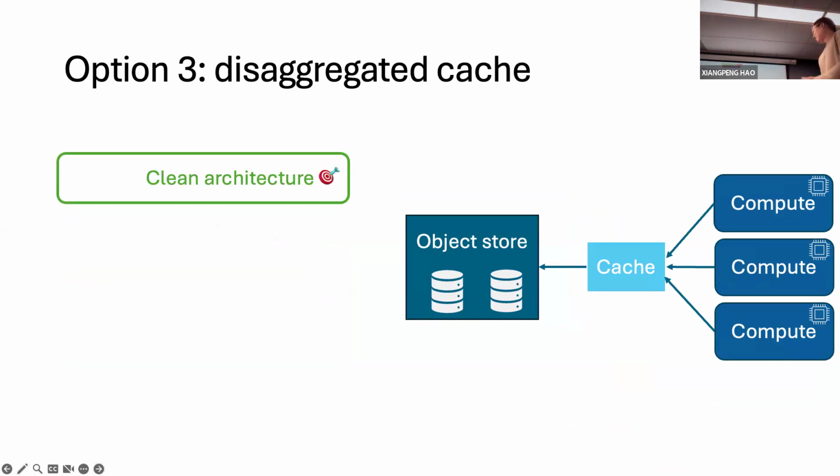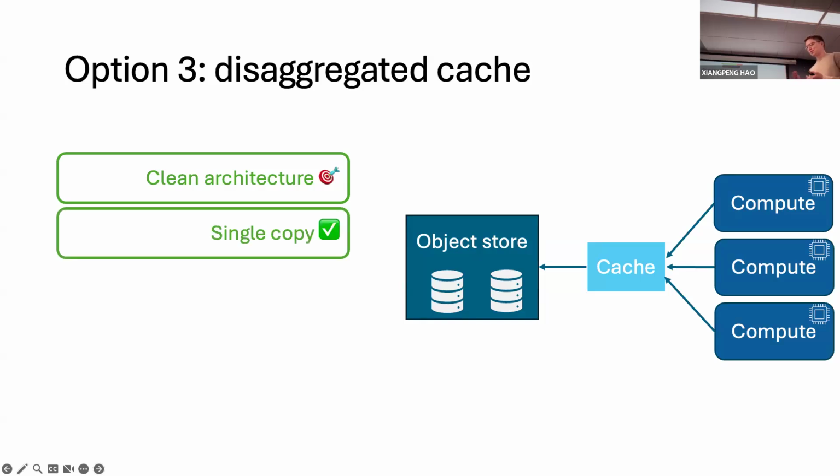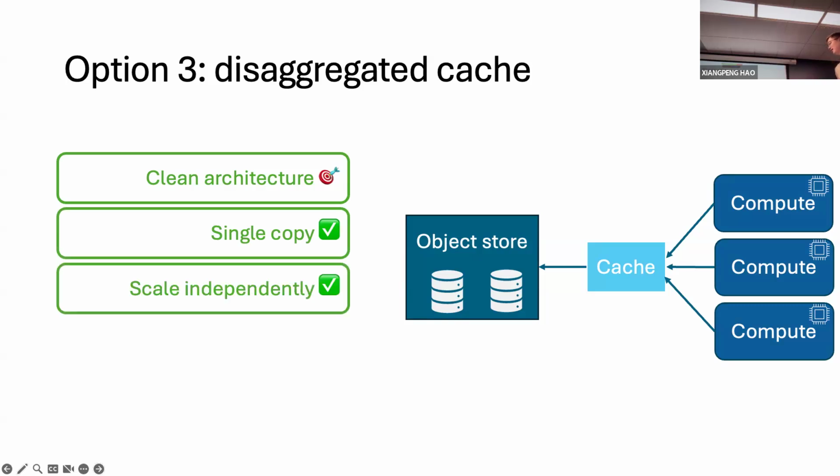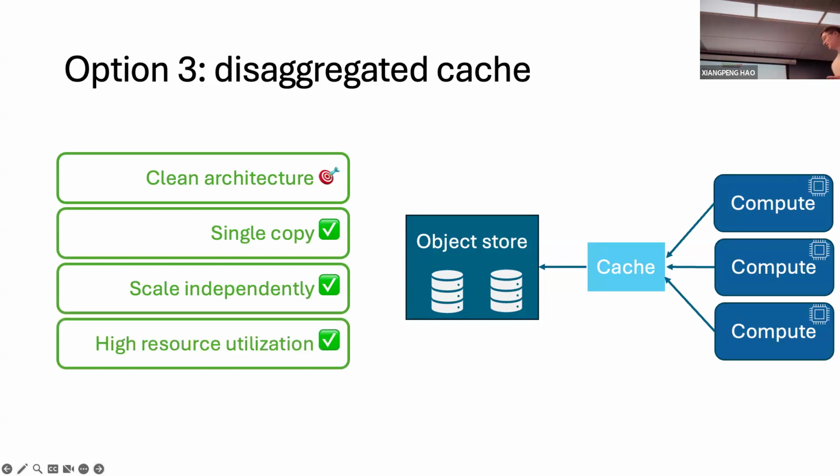And the advantage is a very clean architecture. It's not super simple to build, but it's simpler than a consensus distributed system. And it maintains a single copy, so you don't have to duplicate files on different compute nodes. And you can scale independently. If you want a larger cache, you just provision a larger node, and your compute node will stay the same. And it has high resource utilization because everything is in the same pool. And despite all of those advantages, this architecture is not super popular.